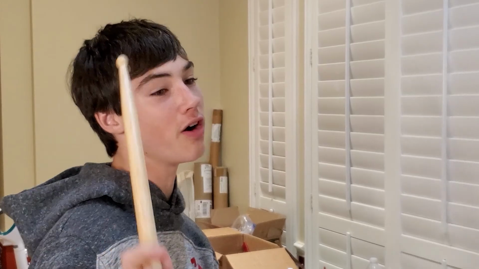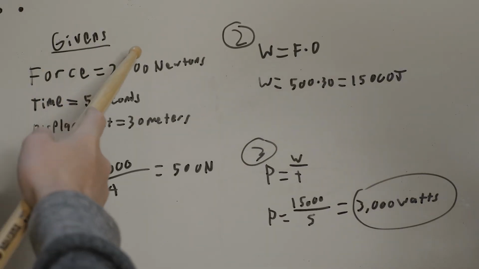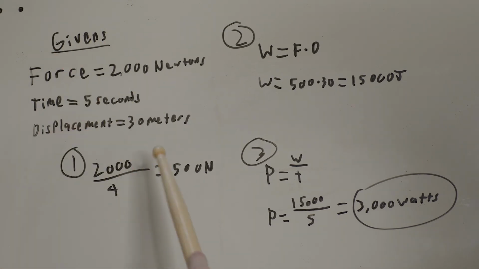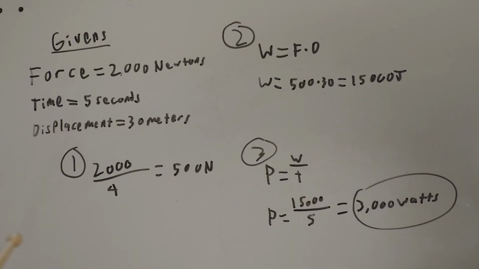Alright, so for this problem, we're trying to find the power of the engine on 1 wheel. We have the total force of 2,000 newtons, the time is 5 seconds, and the displacement is 30 meters for our givens. So first step, divide 2,000 by 4 to get 500 newtons. You might be asking, why would we divide that by 4? Because we have 4 wheels and we're trying to just find the power on 1 wheel.